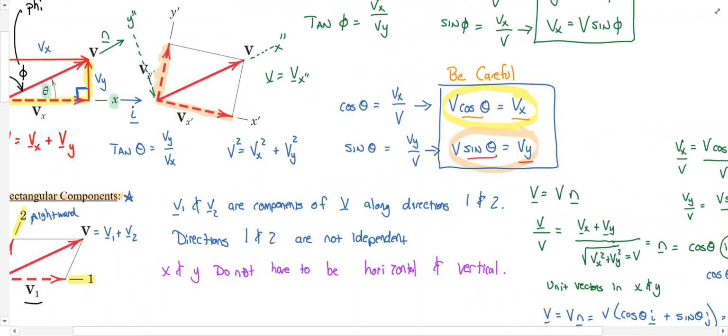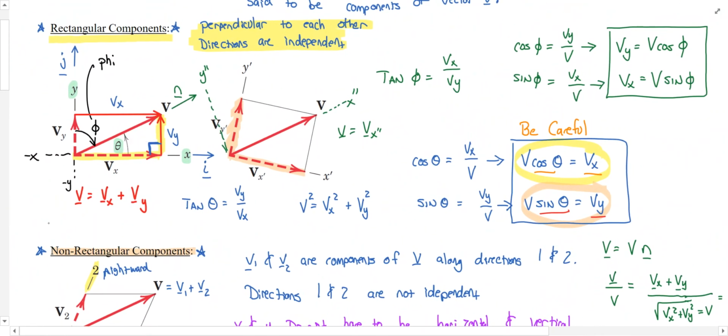But vx in the i is just vx, and vy in the j is just vy. And so the unit vector, n, is nothing more than a vector of magnitude 1, which points in the direction of v, and then you put the components of that vector in x and y. So 1 times the cosine of theta in the i plus 1 times the sine of theta in the j. It should be easy to see that if you were to take the magnitude of this vector, cosine squared theta plus sine squared theta, that would be 1. And so that's it. That is the unit vector here for this vector v.